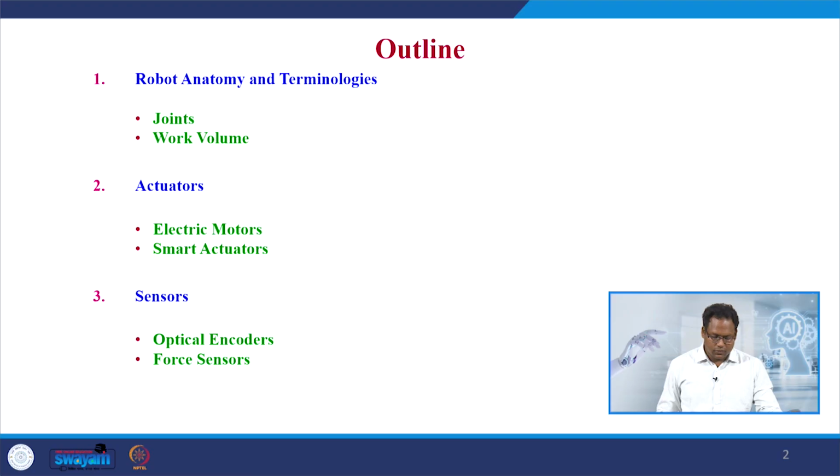The outline of this lecture will be as follows. First we have the robot anatomy, which includes joints and links, and then the terminologies, which will entirely focus on the work volume and the degrees of freedom. Then we have the main components of the robotic systems, which are actuators and sensors. In actuators we are precisely going to see electric actuators and smart actuators. Then the sensors will be confined to optical encoders and force sensors.